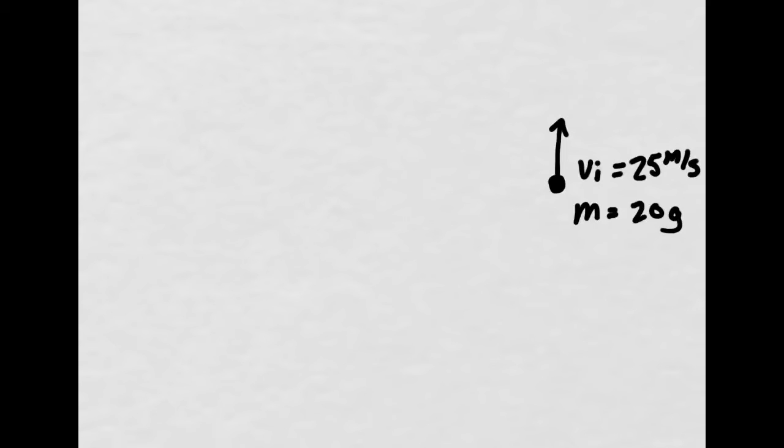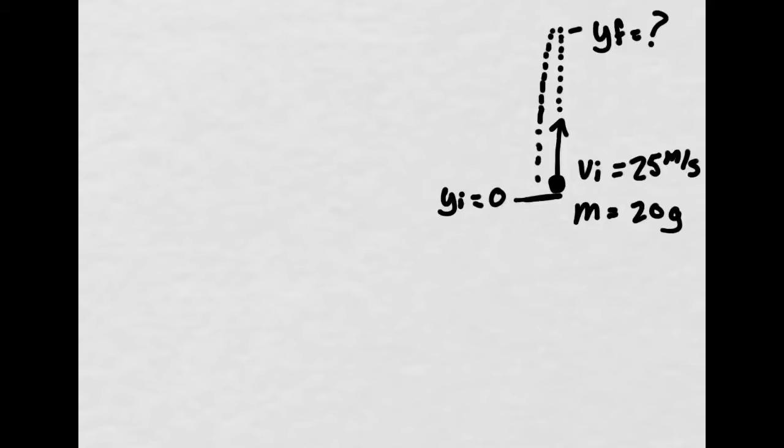So, we have a pebble. It has an initial velocity of 25 meters per second. It has a mass of 20 grams. It's going to be shot straight up to a height that we're going to call y final. And then it'll come back down to the ground, which we're going to call y initial and set equal to 0.